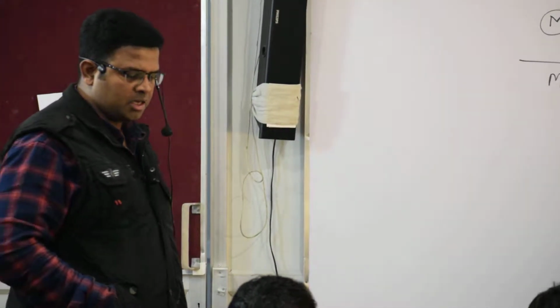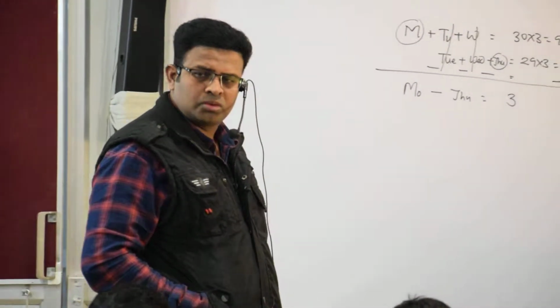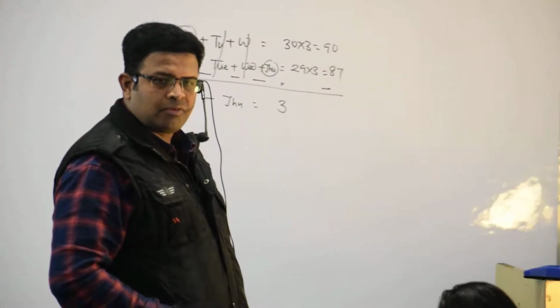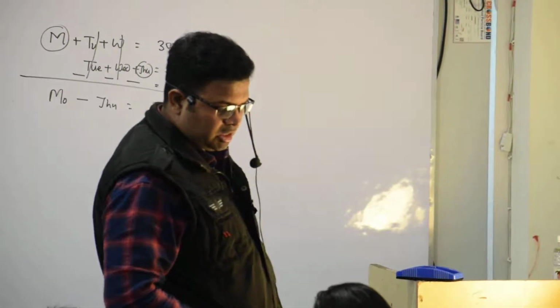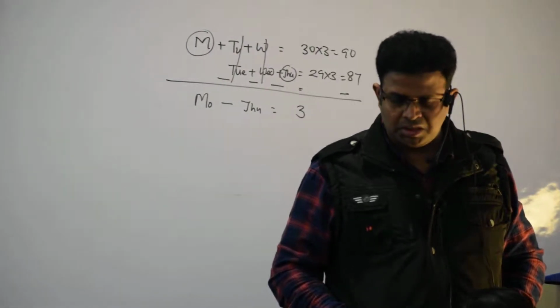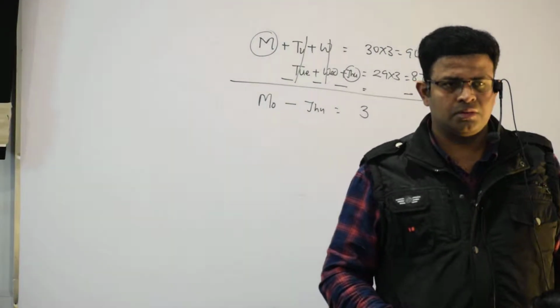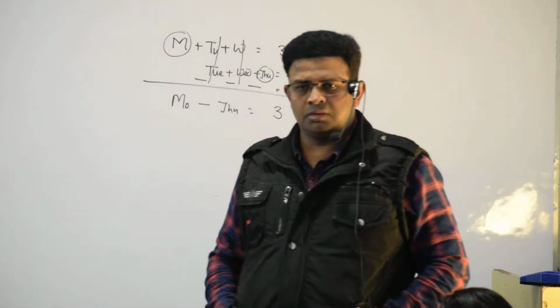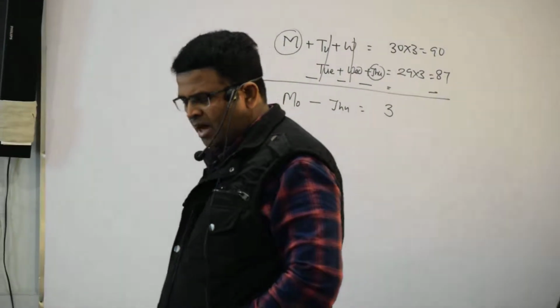Monday, Tuesday, Wednesday, average temperature, I said 32. And average temperature of Tuesday, Wednesday, and Thursday, I have said 28. In dono ko minus karoge, the 12 aayega.